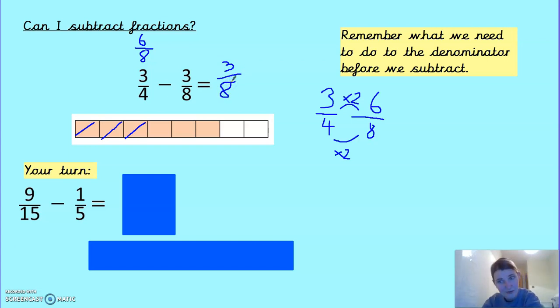If we just checked it with our mental method by doing 6/8 take away 3/8, we do 6 take away 3, which would be 3. There we go, we got the same answer.